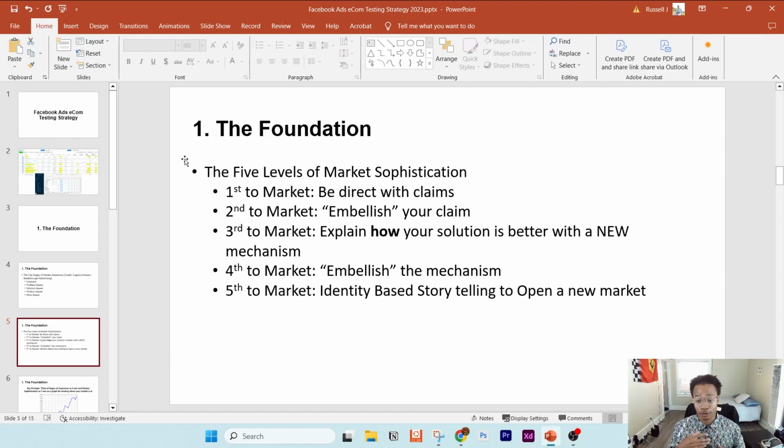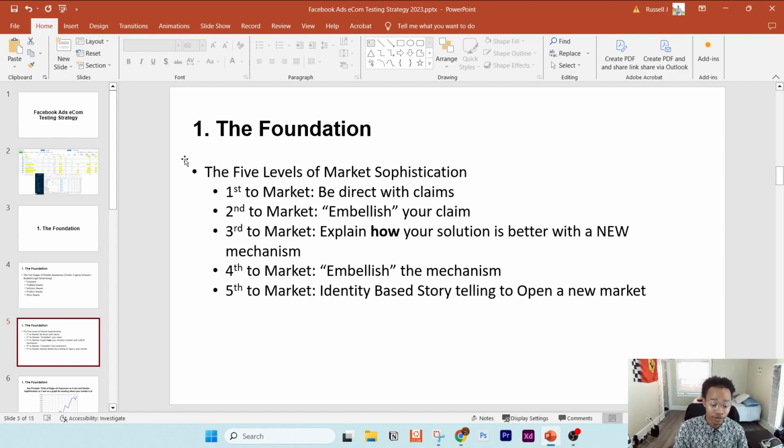Third to market, there's some competition coming in now, right? So you have a few competitors, but it's not necessarily all the way saturated yet. So in third to market, you want to explain how your solution is better with a new mechanism, right? So your mechanism is going to be exactly how you accomplish those 90 days of sleep. I accomplish those 90 days of sleep using my ACR sleepful restful night system that can be found in this product. That's what a mechanism is, right? A mechanism is essentially the vehicle to how you accomplish the results that you are promising.